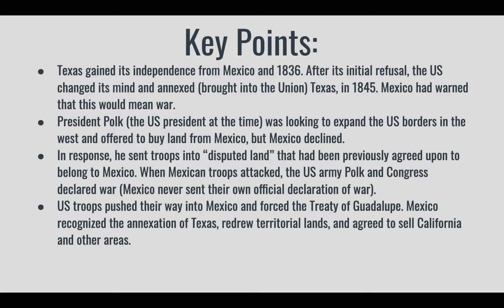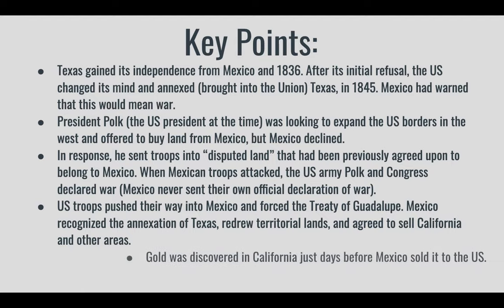Basically, Mexico had to recognize that Texas was now part of the U.S. They redrew those territorial lands so that the U.S. area was larger than it was before, and Mexico agreed to sell that land to President Polk, or to the United States, that he had wanted in the first place. So just to give you an idea of how much land that was, that includes what is now California, Arizona, New Mexico, Colorado, Nevada, Utah, and even parts of Wyoming.